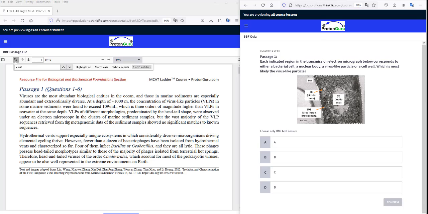You can go onto the site and log into the free full-length MCAT if you'd like to read the passage, but I'm going to go through and help answer these questions and see what type of information and knowledge we need to do so.